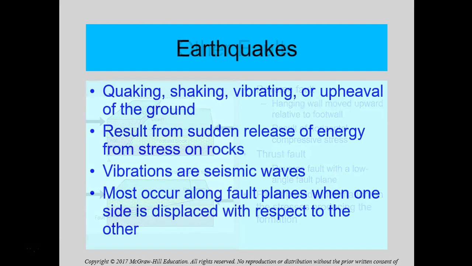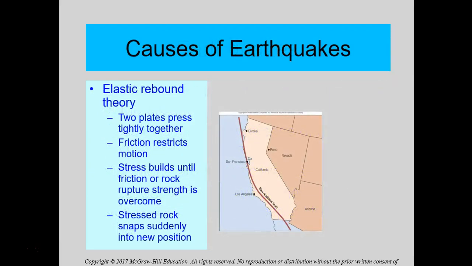Now, in the last chapter, we talked a bit about earthquakes, and earthquakes are the shaking of the ground from a sudden release of energy. Most of these occur along fault planes, where you have one side of the fault displaced with respect to the other side of the fault. One theory for the cause of earthquakes is what's known as the elastic rebound theory, and this is essentially what's understood to be the cause of earthquakes on the Earth.